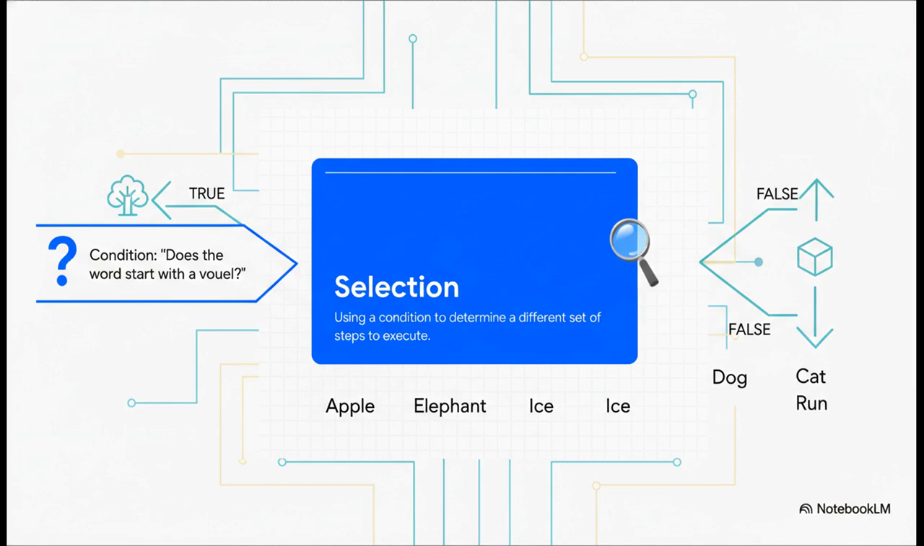It uses a condition, think of it like a true or false question, to decide which path to go down. For us, that question is simple. Does the word start with a vowel?